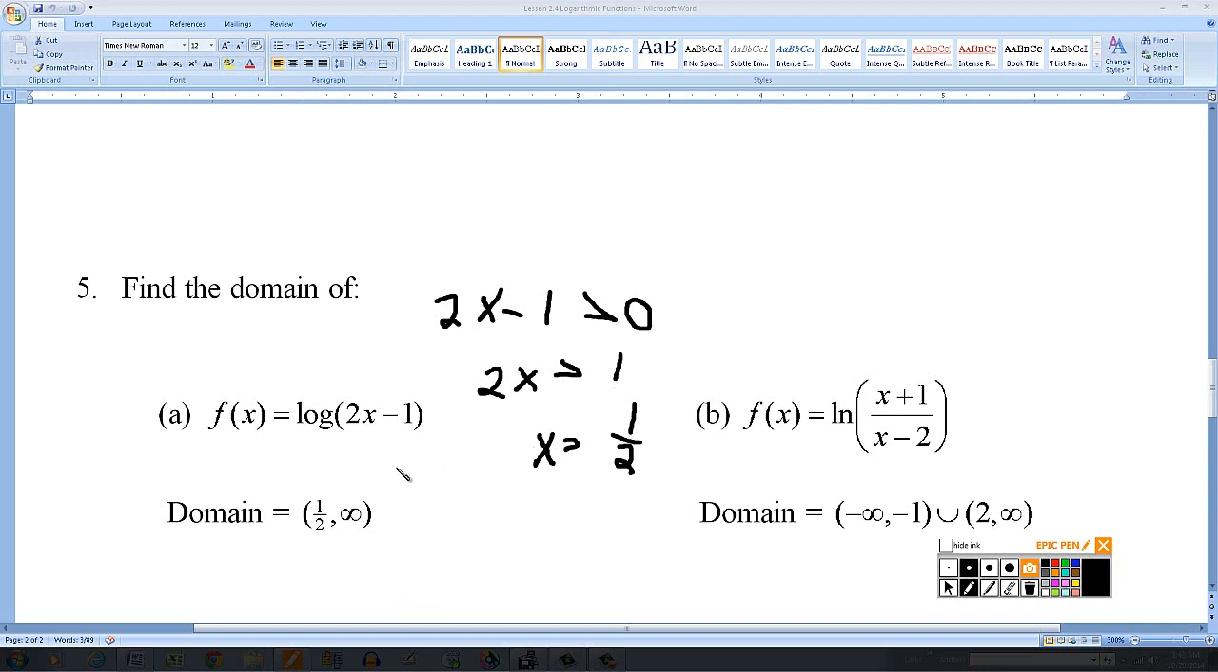Okay, now next one, pretty much the same sort of thing. I want to define the domain. x plus 1 over x minus 2 would have to be greater than 0. So I would have to solve this inequality, kind of like the ones we did in an earlier section.